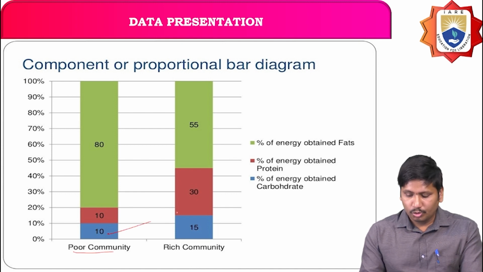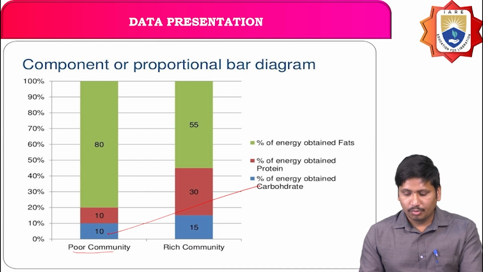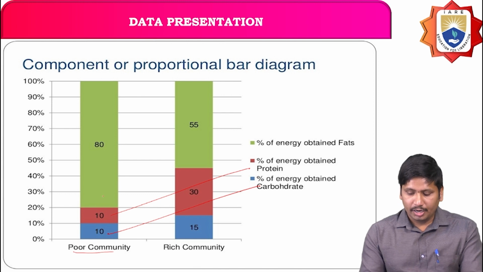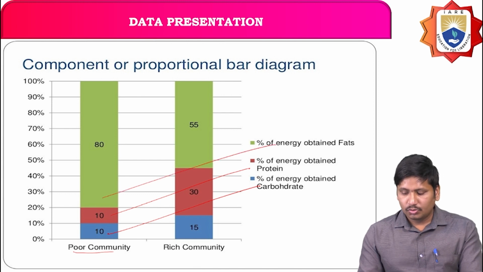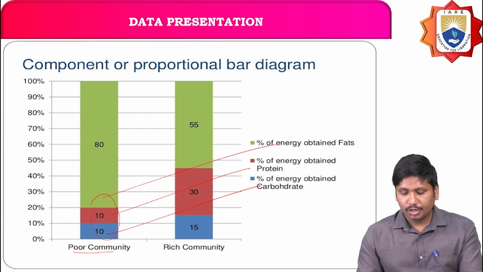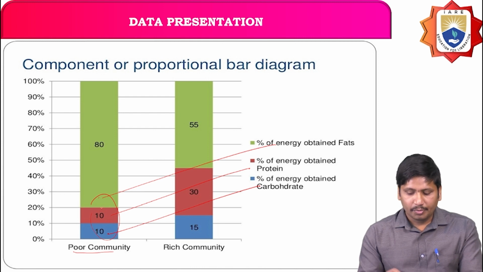So blue indicates only 10% of energy obtained from carbohydrate, and by seeing that I can get only some 10% of energy obtained from protein, and 80% is obtained from fats, right? So by seeing this proportional diagram, I can predict the data.